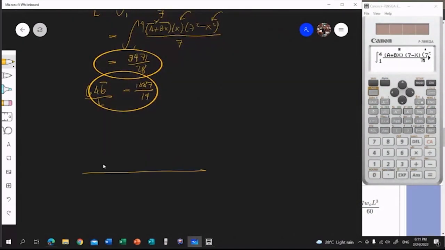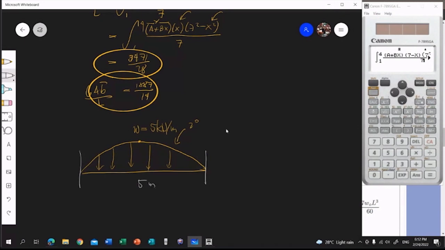Another example. Last example. How about if the load is curved? The degree of the curve is 2. The maximum W is, say, 5 kilonewton per meter, and the length is 5 meters.